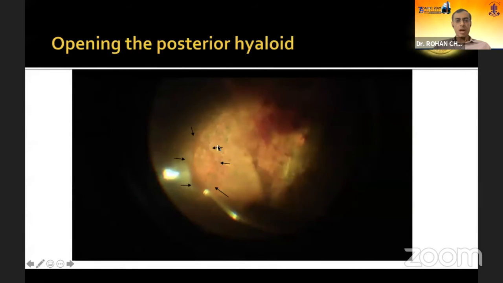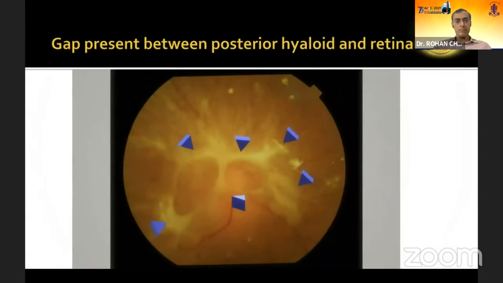As I have marked with these arrows, here is the initial opening in the posterior hyaloid that I have made with the cutter. Now I will slowly extend it 360 degrees, and then we'll reach the pre-retinal surface and drain the blood.